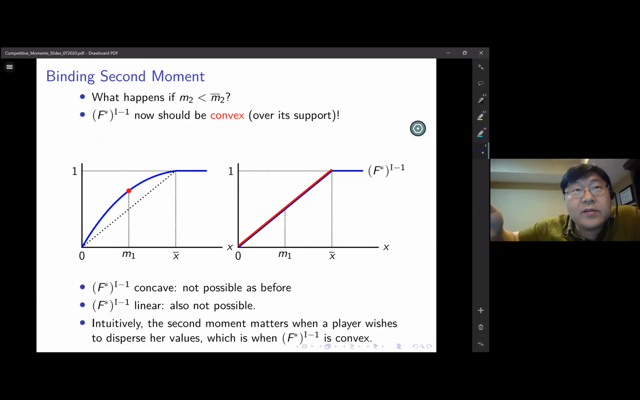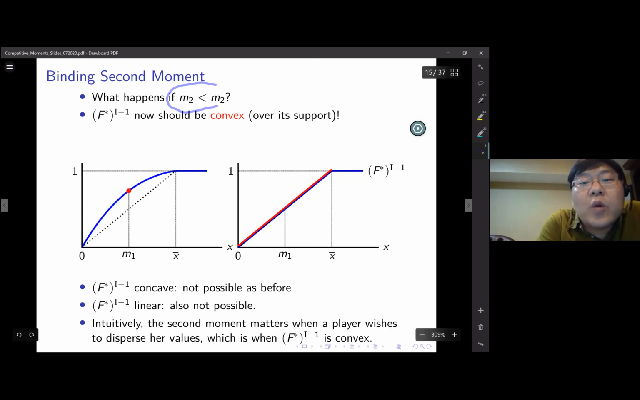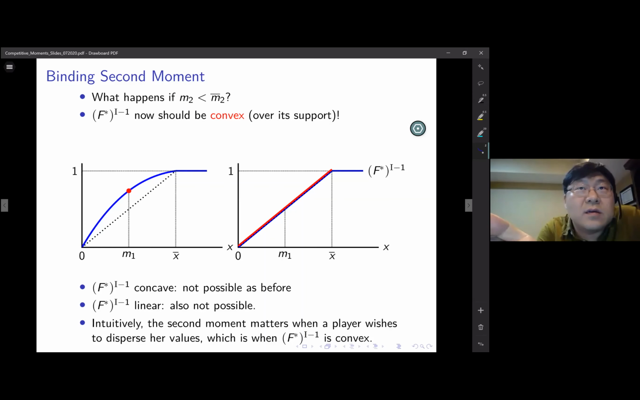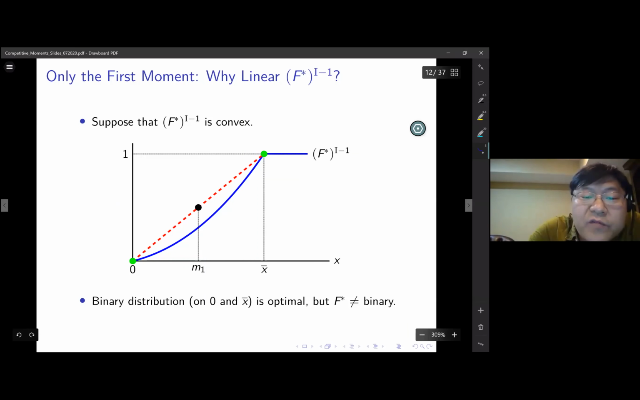If you think about it, it makes sense, because we are looking at the case where the players don't have enough second moment. That means they don't have enough capacity to disperse their values. If the value function is convex, you want to disperse as much as you can, but there's a constraint on the second moment. So even though the value function is strictly convex, you won't be able to choose this binary distribution, because that just is not available.